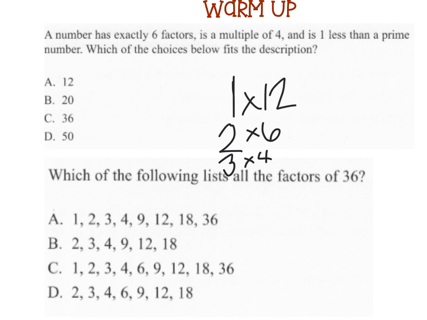So 12 is the number that works here because it's got 6 factors, it's a multiple of 4, and it's 1 less than a prime. Okay, 20 is 1 less than 21. Is 21 prime? No, because 3 and 7 go into it. So 20 could have been eliminated.